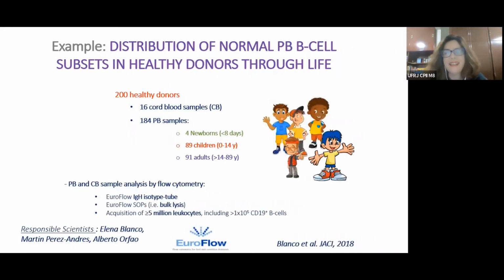It's an example of work from Euroflow in primary immunodeficiencies. So they studied 200 healthy donors, split by age range, to build the normal controls for this study.